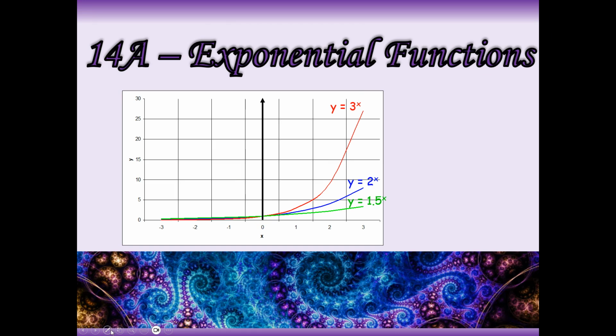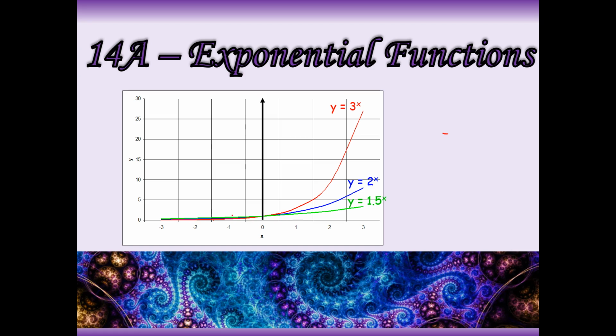Alright, so what if the base was negative? Can we have a negative base? No. Here the power is negative, so it will never be a negative number, because a negative number raised to a positive power will be positive, and a negative number raised to other powers wouldn't have an exponential graph. What can happen is that x can be a negative value.